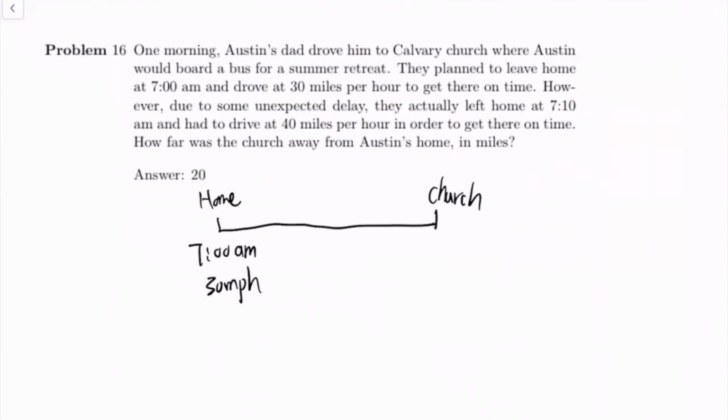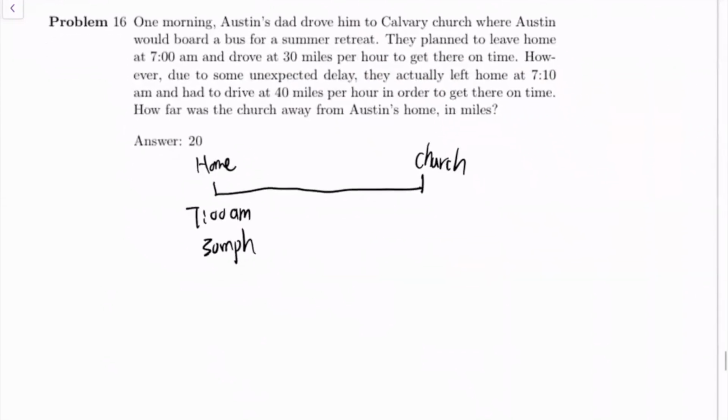Okay, right on time. However, due to an unexpected delay, they actually left home at 7:10, right? So of course, then you have less time to reach the church to get there on time. That means you have to drive faster, right? So it says 40 miles per hour, and it'll get there. And the question is, how far is the church from Austin's home in miles?